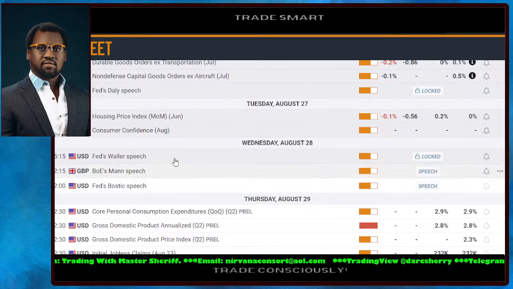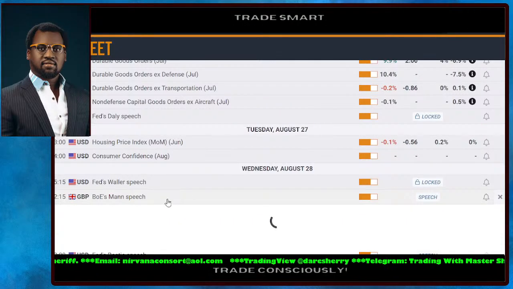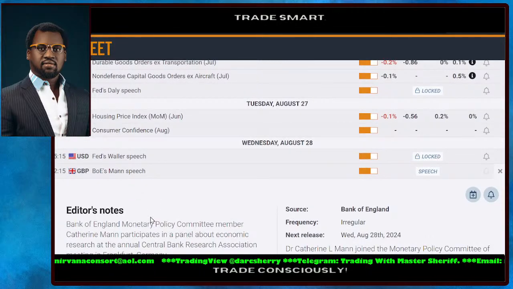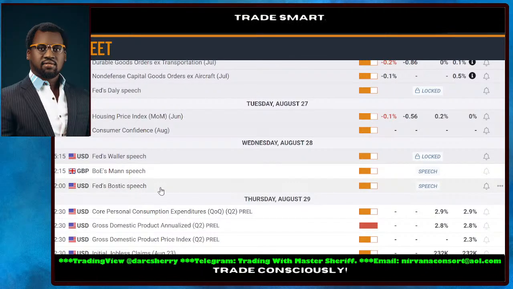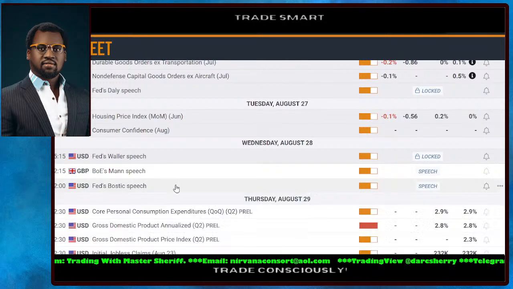However, besides this, we are looking forward to some important speeches today. One is from the United Kingdom. We are looking at Catherine Mann. Catherine Mann is the Bank of England Monetary Policy Committee member, and whatever she shares today is going to give us an insight into the UK economic outlook and of course potential interest rate decisions. And the same thing with the United States, where we will be looking forward to Federal Reserve Bank of Atlanta President Raphael Bostic, who is going to be speaking in about 12 to 13 hours from now.